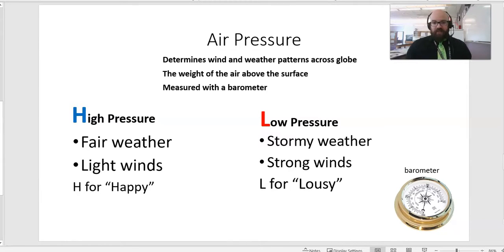When there's low pressure, remember L for lousy weather. It's stormy, very windy, cloudy, overcast, rain, snow, wind, all that stuff that wouldn't make us want to go outside. We wouldn't want to be outside during that. All right, so next in the lesson, we have a short video to describe air pressure.